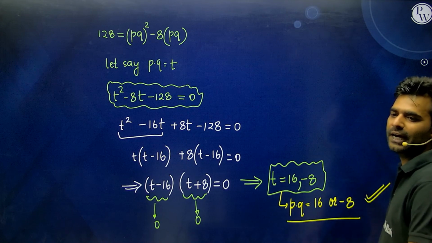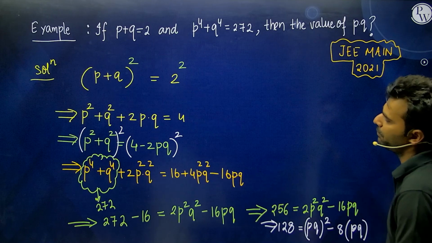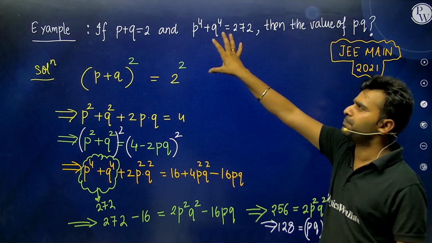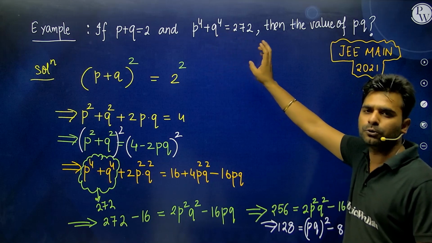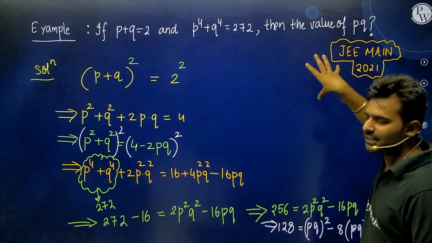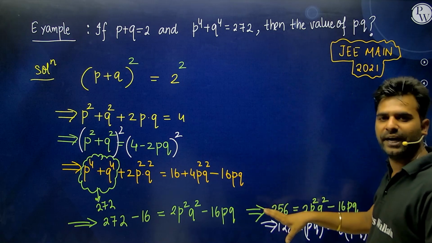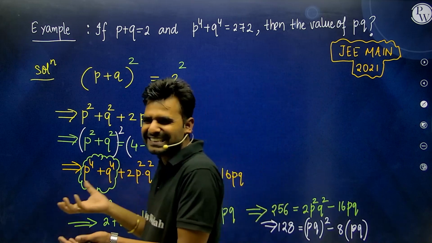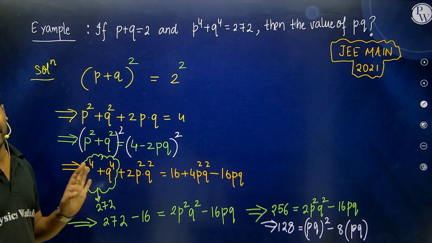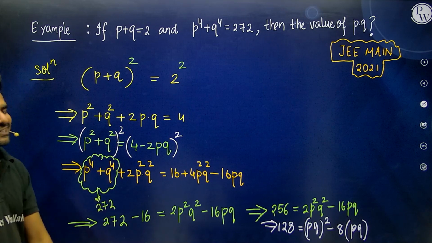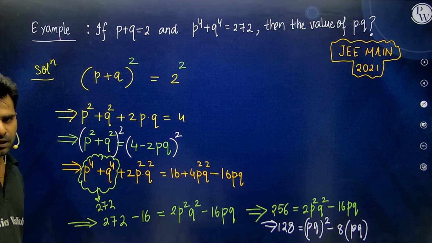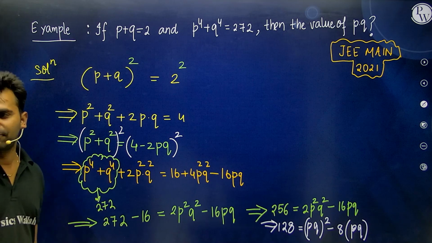I think we are clear with this particular problem, kids. Have a look at it: p plus q was given to us, p to the power 4 plus q to the power 4 equal to 272 was given to us. The question was asking us to find p times q. This is a JEE Main problem. Nothing else we have used, but a plus b to the whole power 2 along with a quadratic equation. That's it. Nothing else is there in this problem. Any difficulty in solving this JEE Main 2021 problem? I hope we are quite comfortable with this.